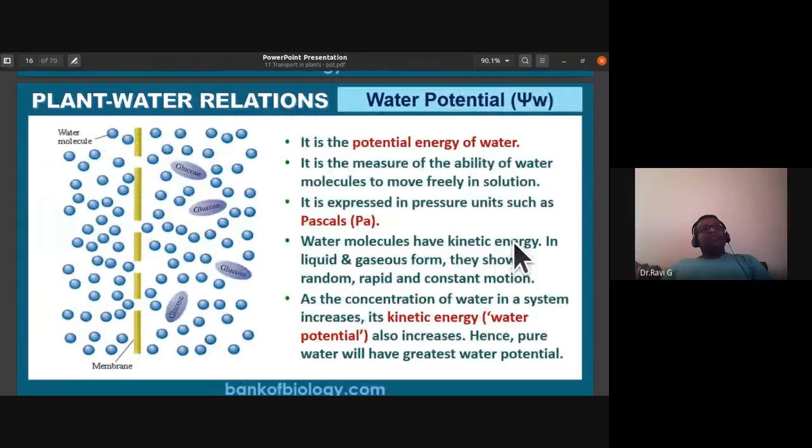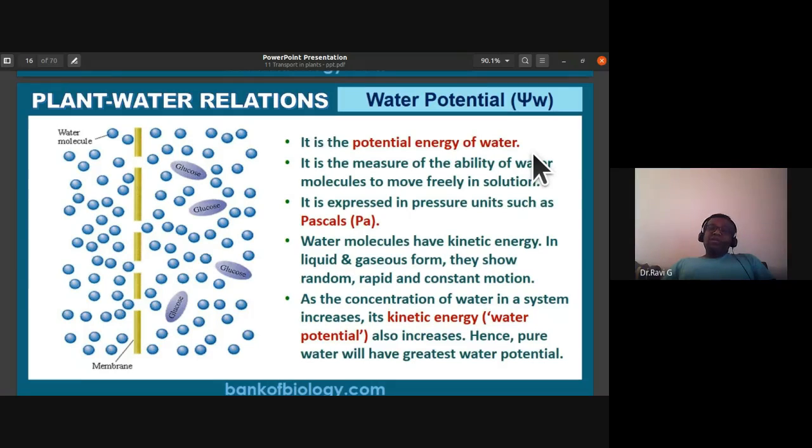Next we'll go for understanding water potential. Water potential is denoted by the symbol psi W. So psi W implies water potential. It is the potential energy of water. I had already told you that energies can be in the form of kinetic energy if in motion, and if at rest, we call it potential energy. So water potential is the potential energy of water.